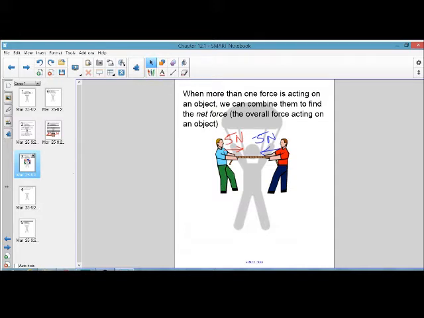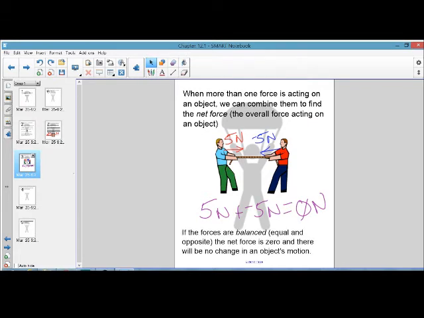Now if we find the net force, what we have to do is we have to add these together. So we have red shirt guy's force of 5 newtons, and we add blue shirt guy's force of negative 5 newtons, and we end up with a net force of 0 newtons. What that means is these forces are balanced. They are equal in magnitude and opposite in direction.